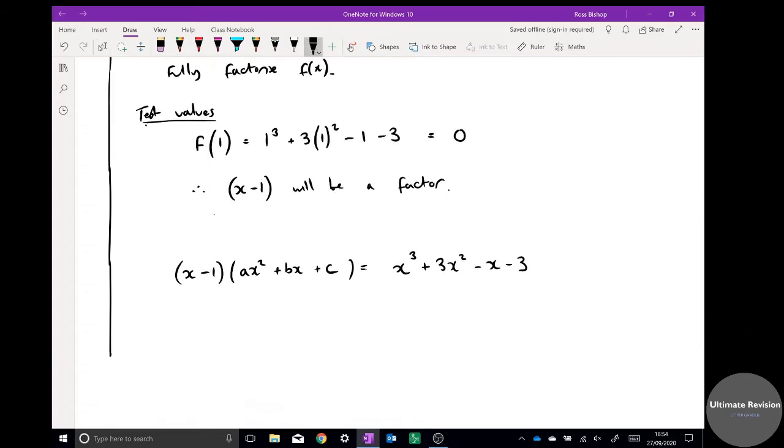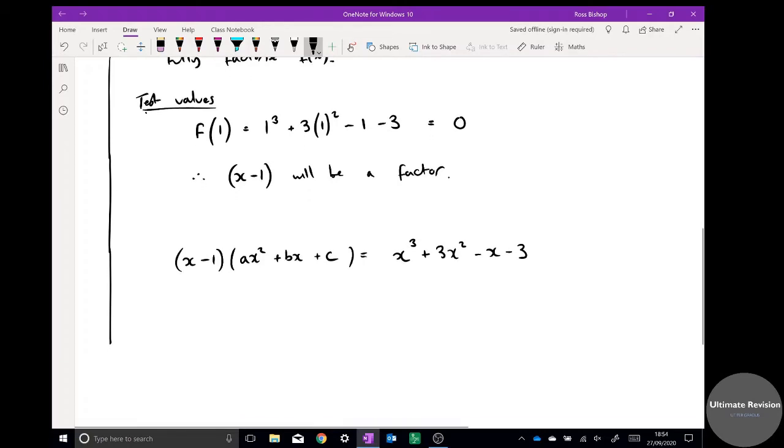And I've got to try and work out what a, b and c are, because that's basically what I'm trying to work out. Now, the only way I can possibly get x cubed, if I do x times a, is if a must be equal to 1, because the only way I'm going to get a single x cubed is if I do x times an x squared. So a has got to be 1. I can get that really easily.